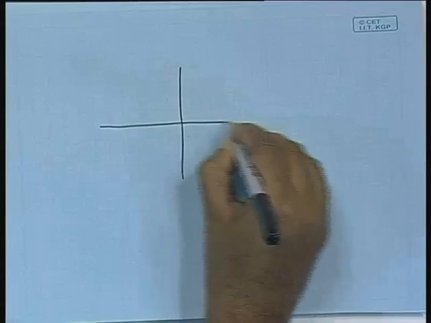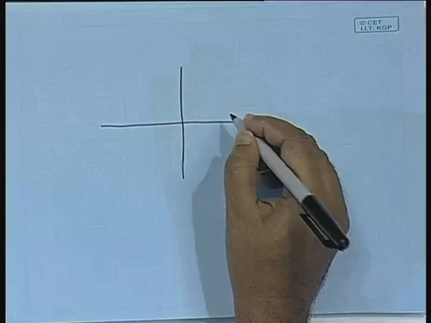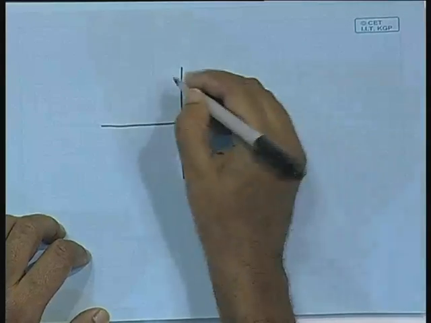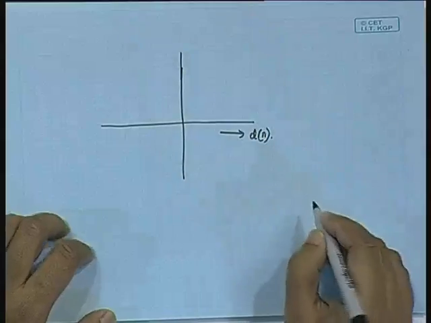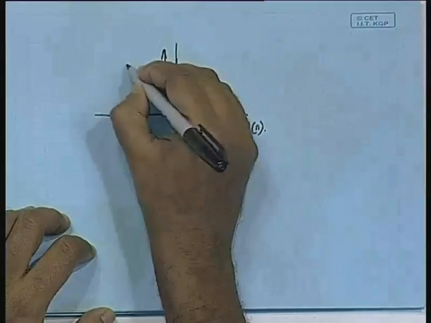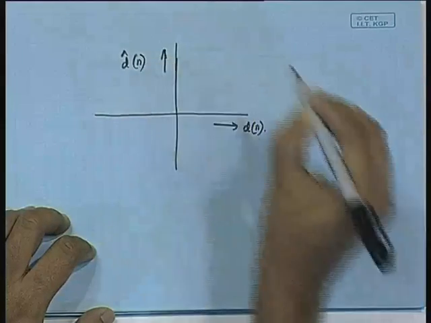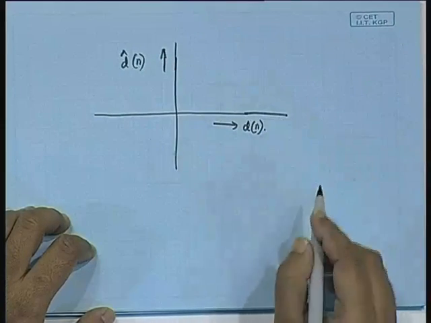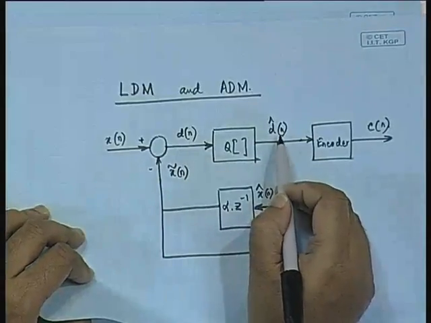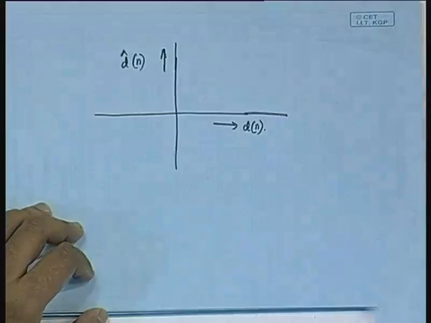So, if we say d of n, then we are going to have the quantized output that we are going to say as d cap of n, right. So, we have to plot what will be the characteristic between d of n and d cap of n, that is what is going to give us the quantizer characteristic.